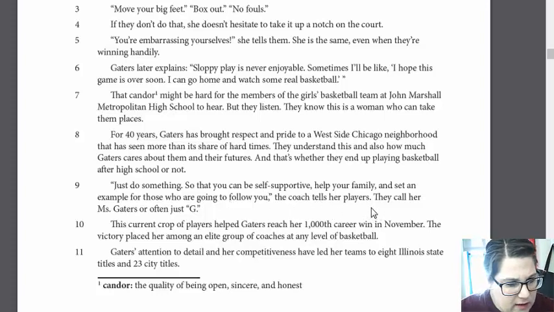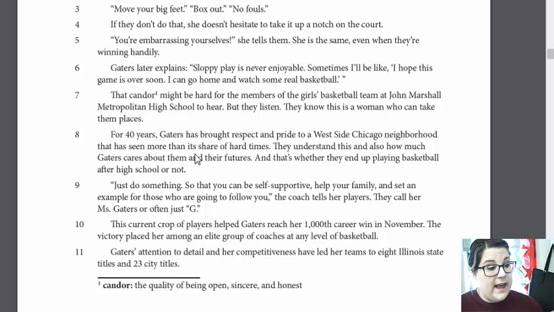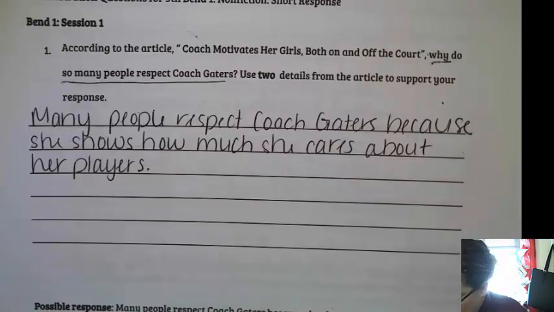And then it follows and says they understand this and also how much Gators cares. Let's see. She tells her players. They call her Ms. Gators. I really like this quote that she has here because this is her giving some solid life advice about what she cares about, how she cares about them. So I'm going to take that quote from the text and add it to my response here.